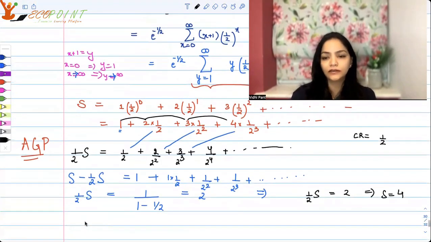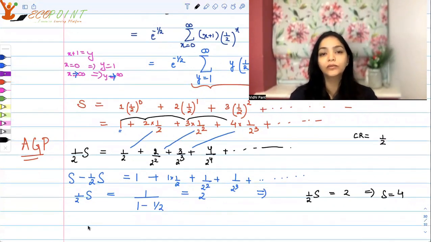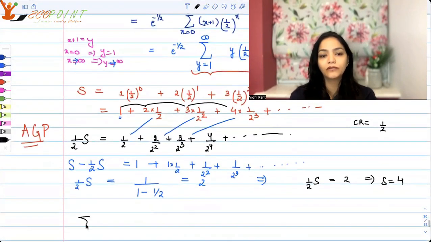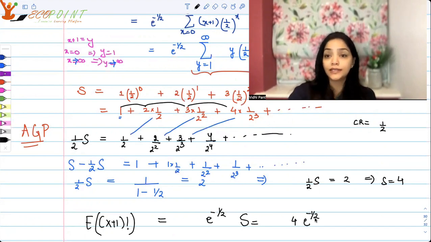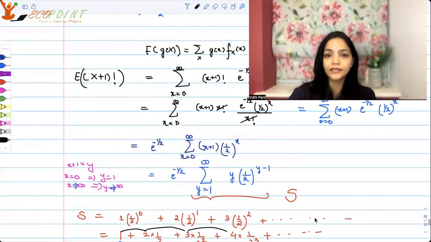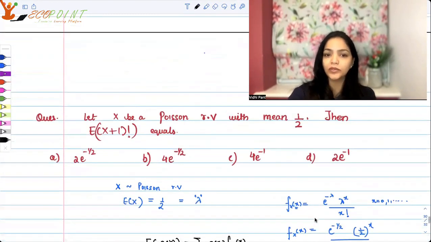Now let's go back to the summation, back to the expected value of (x plus 1) factorial. That will be equal to e to the power minus half times S. S turned out to be 4. So it's 4 times e to the power minus half. Let's now go back to the options. Do we have any such option? Yes, option B. So option B should be the correct answer for this question.